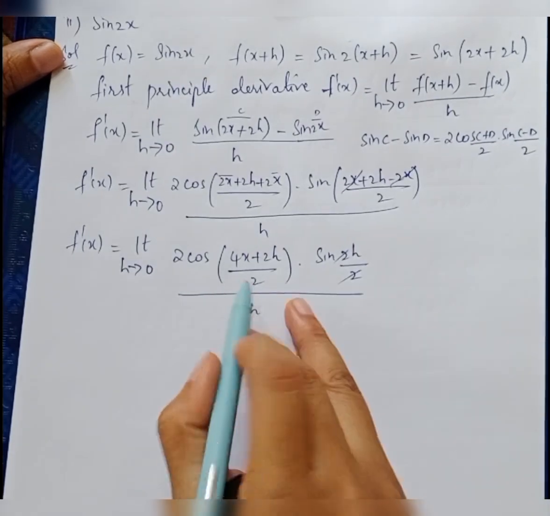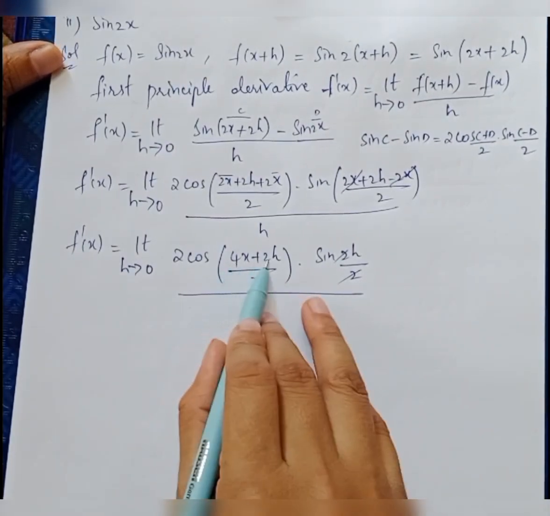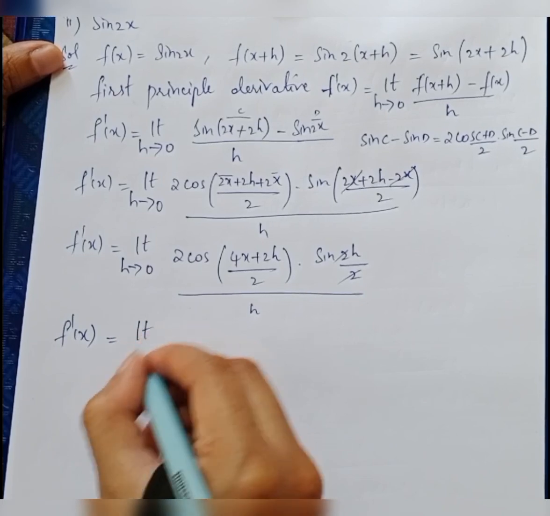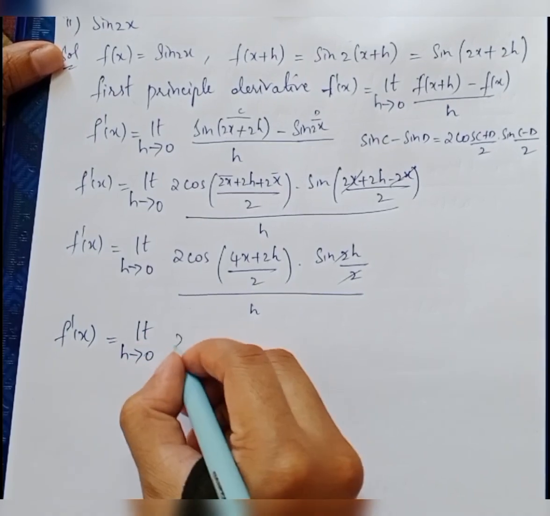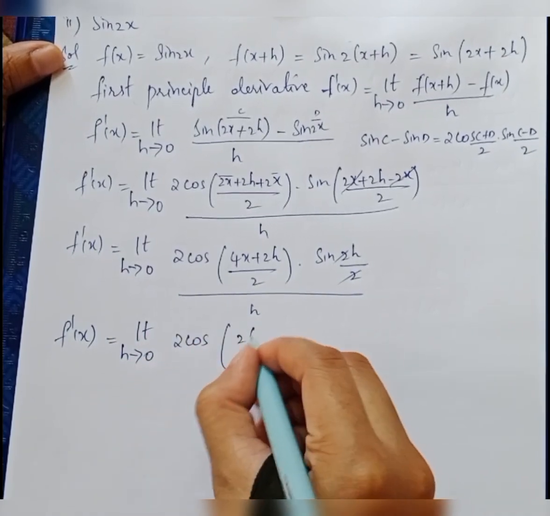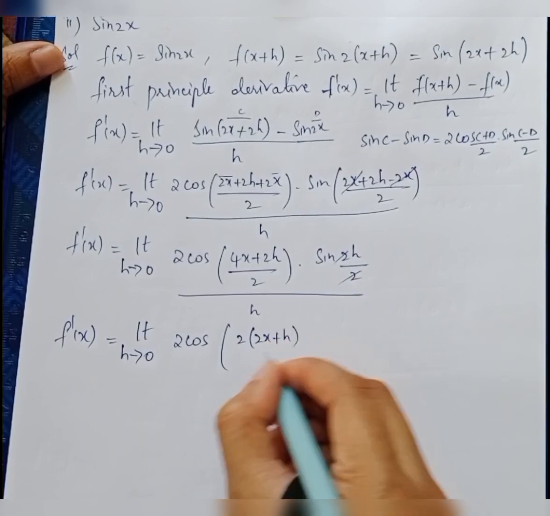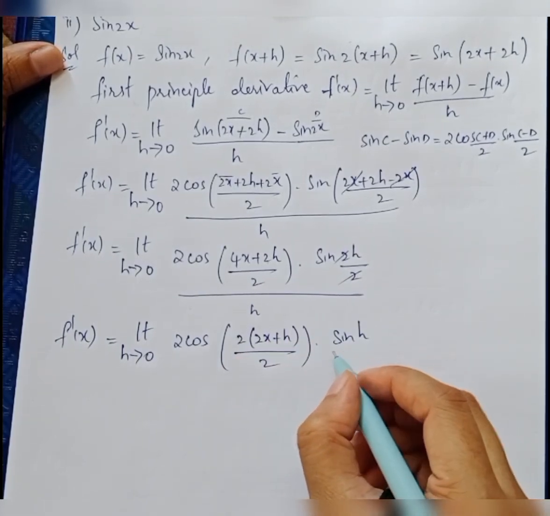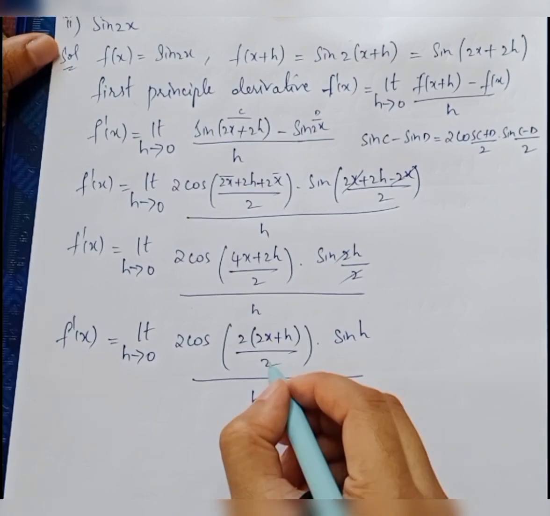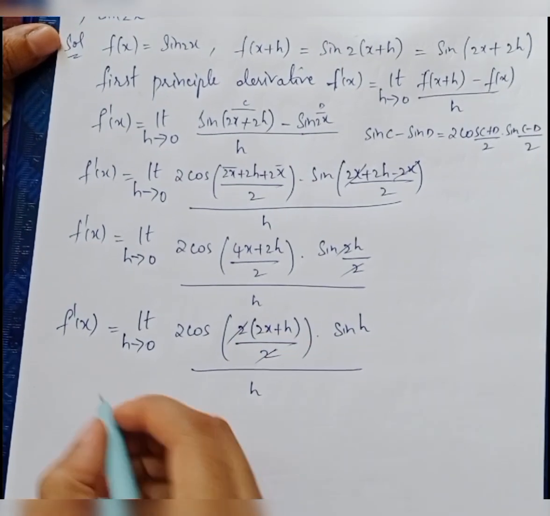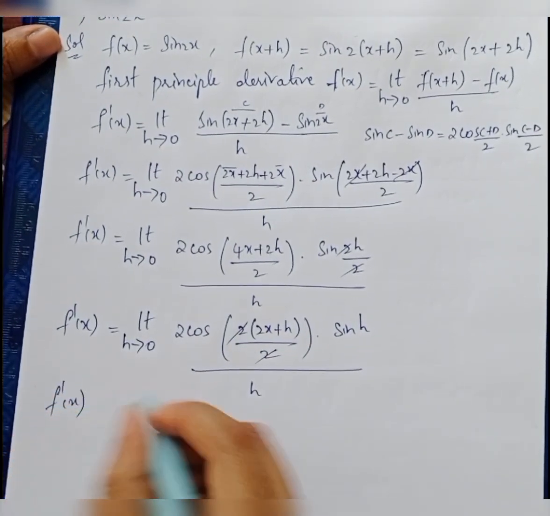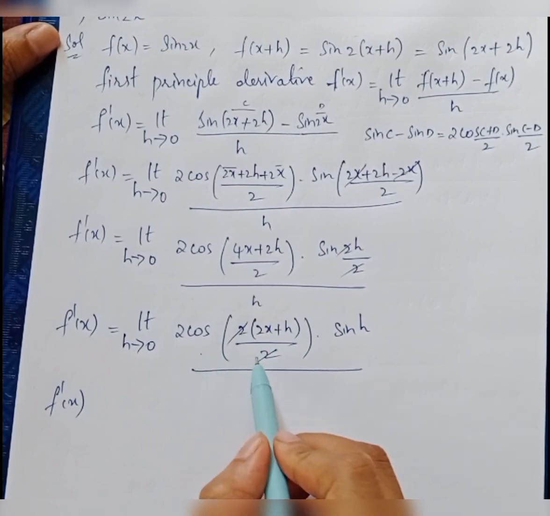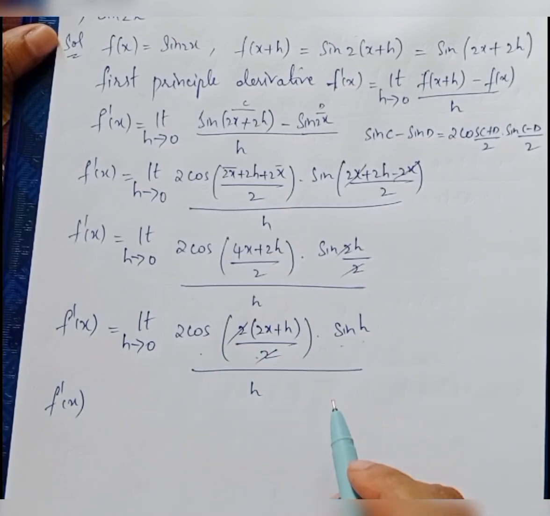Now taking 2 common in the numerator in these two terms, f'(x) equals limit h tends to 0, 2 cos(2x + h/2... ) into sin h by h. Here this 2 and this 2 get cancelled. Now writing the limits to both terms, here there are two terms, 2 cos is the one term and sin h is the other term.